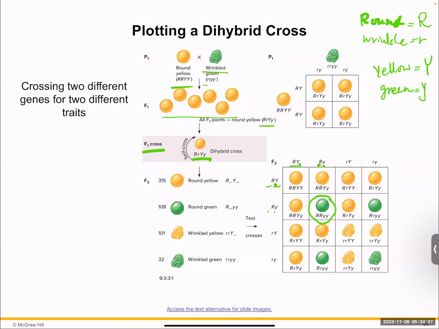Now, there are a lot of different genotypes here. So you can look at the genotypes to basically understand that there is a genotype where you have R, R, Y, Y. You can have genotypes like R, R, Y, Y.